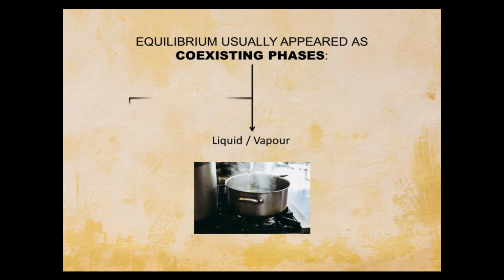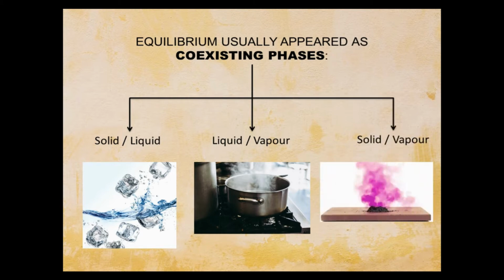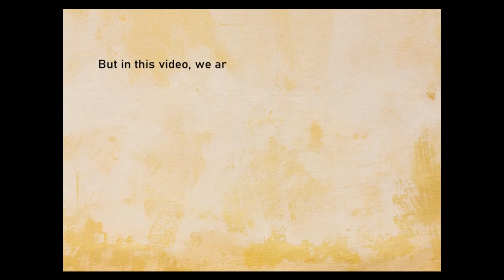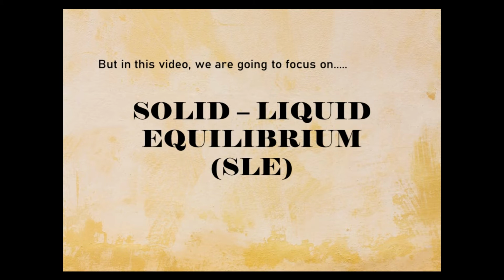The next one is solid-liquid equilibrium. One example is when ice melts into liquid water. The last one is solid-vapor equilibrium, which happens when solid iodine is left in a closed jar. After a few minutes, we can see that the jar is full of violet colored vapor, and the intensity of the color increases with time. But in this video, we are going to show you what is solid-liquid equilibrium, SLE.